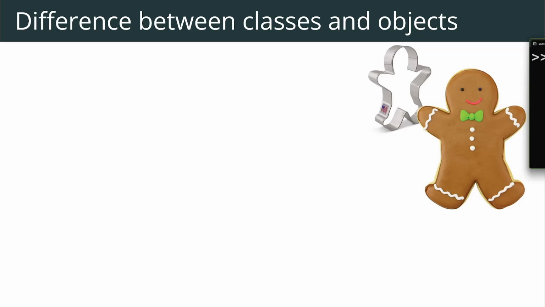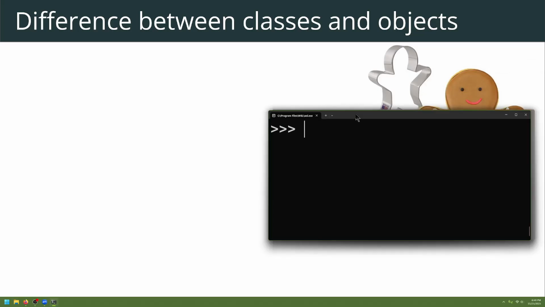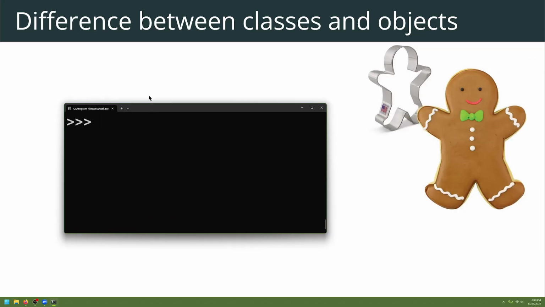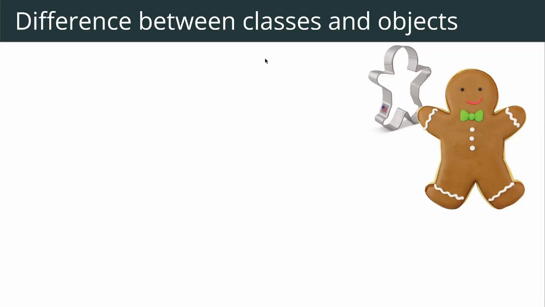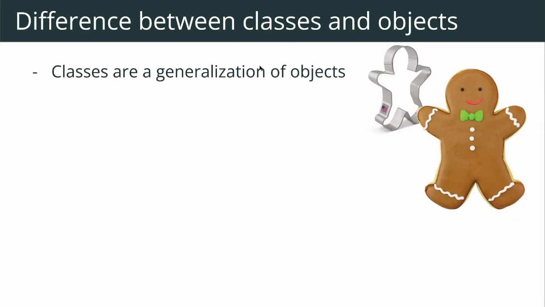Like with the strings example, when I said text is equal to hello. You don't really see it, but in the background, there's a cookie cutter. The cookie cutter is the string class. And the actual object here, the actual cookie, is this text right here. So yeah, that's the difference between classes and objects.